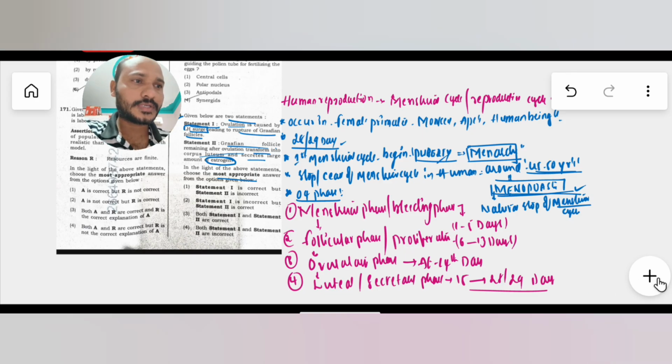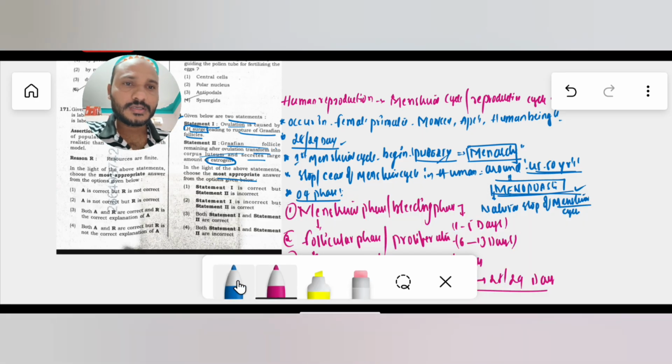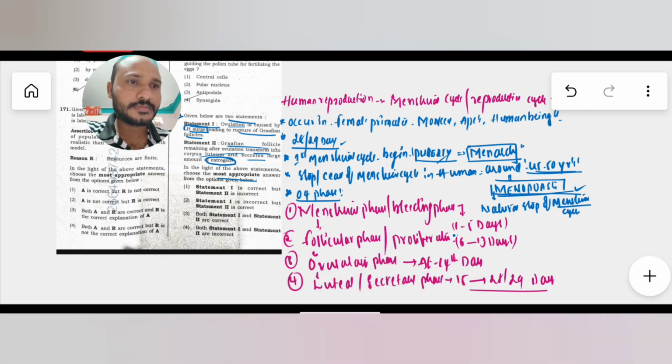So what happens in the menstrual phase or bleeding phase? In this phase there is breakdown of the endometrium lining of the uterus. Not only the uterus lining, there is also breakdown of blood vessels.